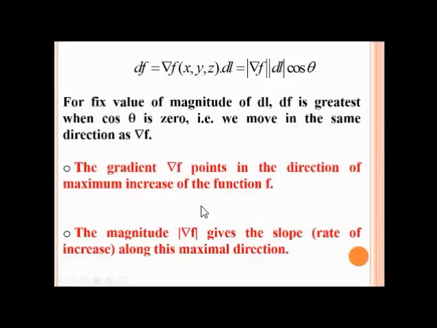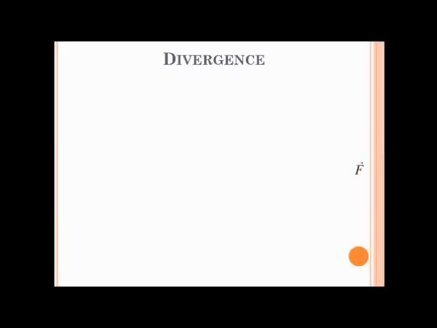The magnitude of this del f, or nabla f, gives the slope, that is, the rate of increase along the maximal direction. Now I'll talk about the divergence. This is the gradient part: del f equals i dou by dou x plus j dou by dou y plus k dou by dou z.